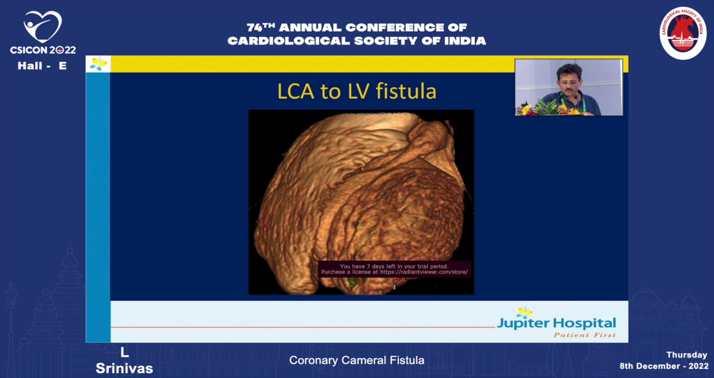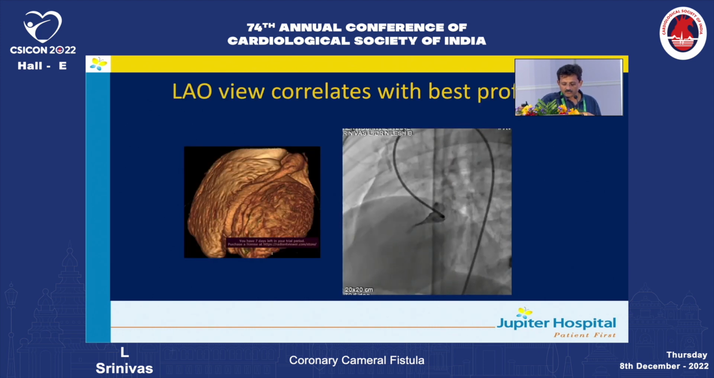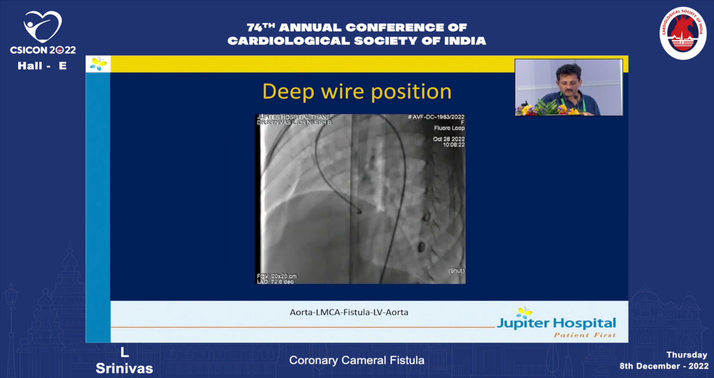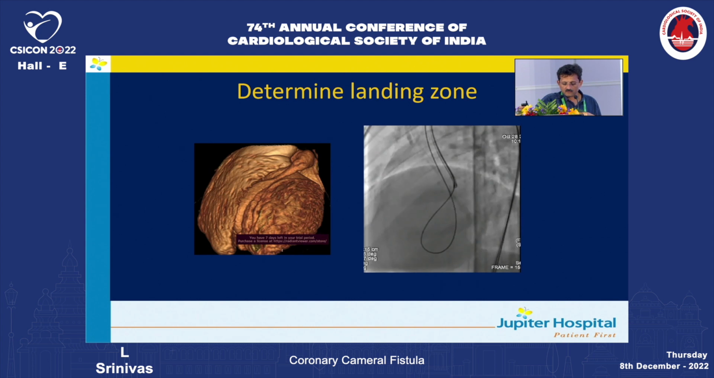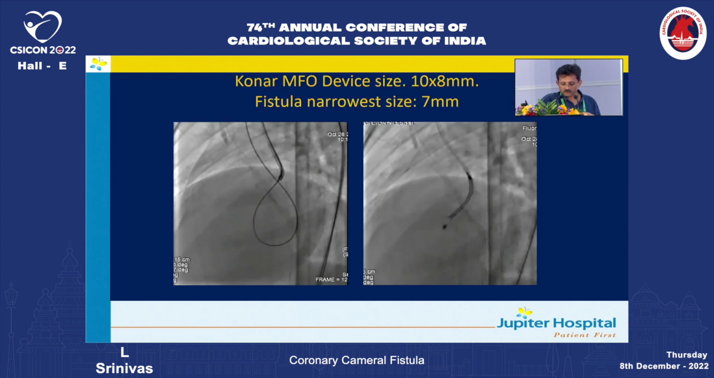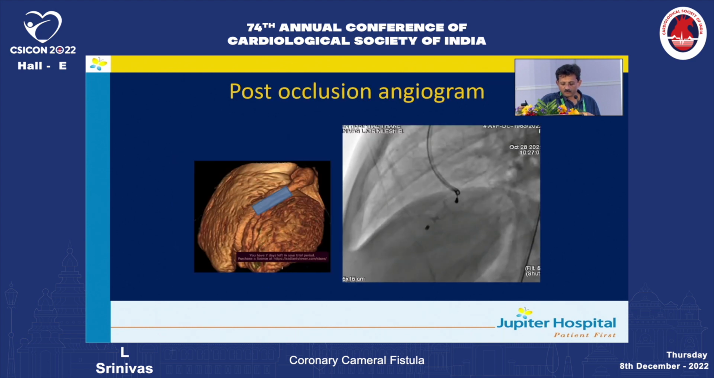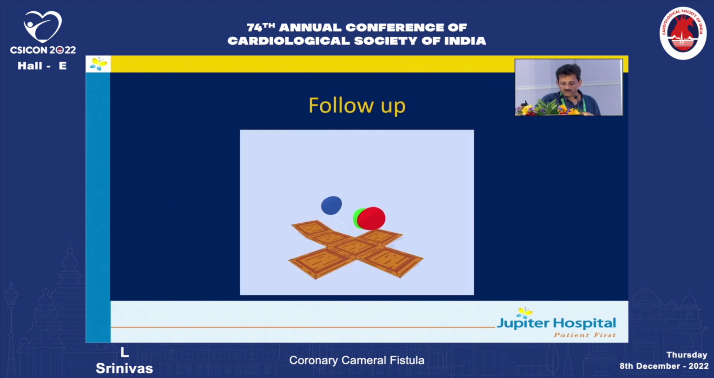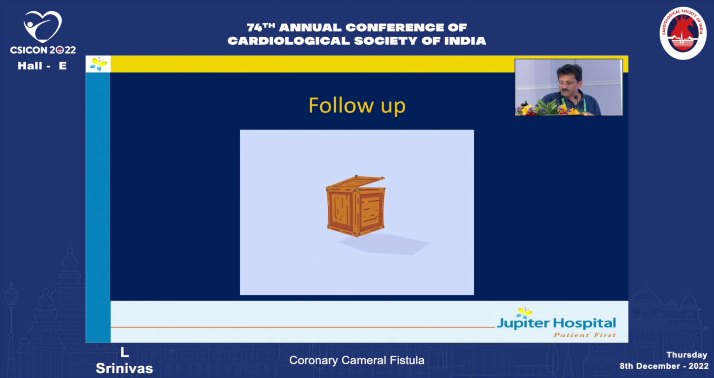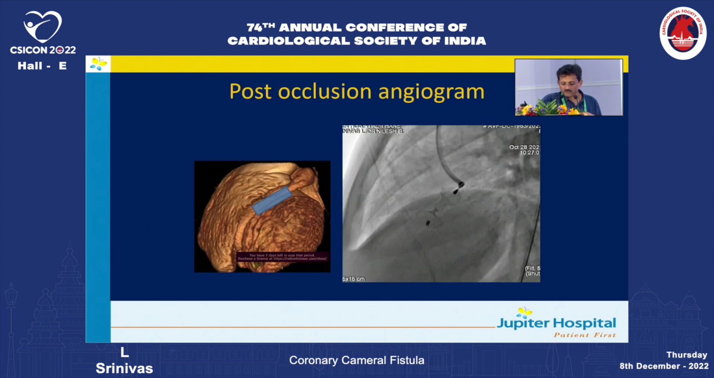Again, the fistula is from the aorta into the LV. Again here we straight away took the LAO view because this was the best projection that we got from the CT. So it was very easy crossing this fistula. Once the fistula is crossed and we have decided the landing zone, we have deployed the device. And once the device is deployed, it's very important that we demonstrate the native flow of the coronary arteries once the occlusion is done.